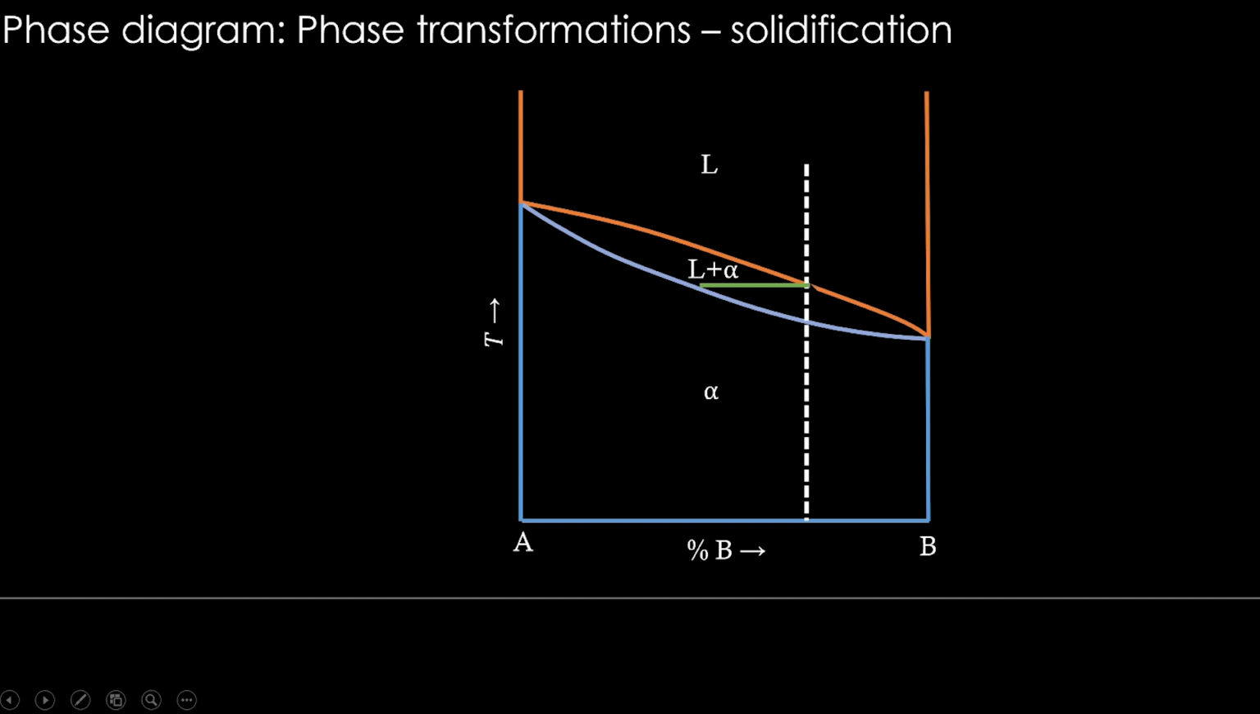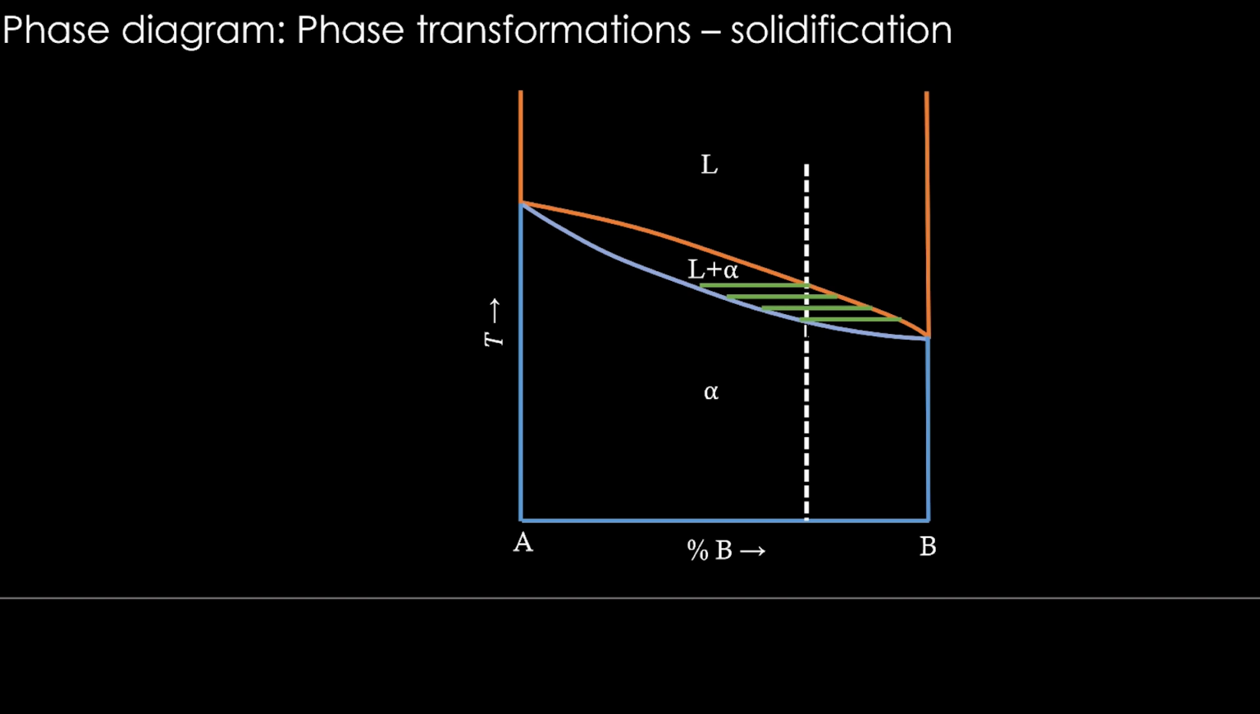And when the temperature decreases one more step, we get slightly more alpha. This piece of the green line represents the amount of alpha, so that is increasing now. If we reduce the temperature further, that amount keeps on increasing, and eventually when it touches or crosses the blue line, it becomes completely alpha.